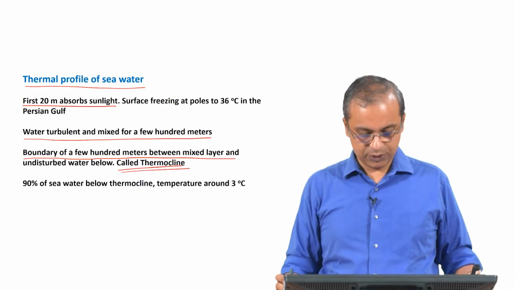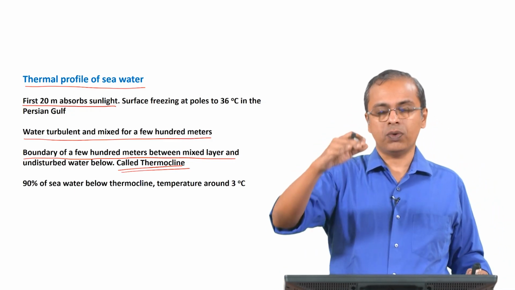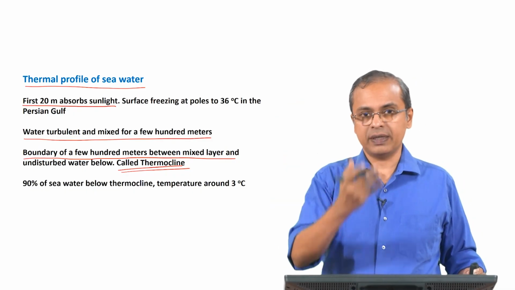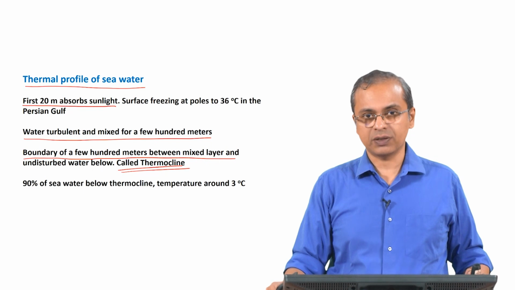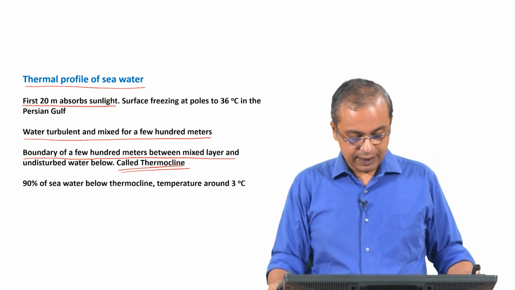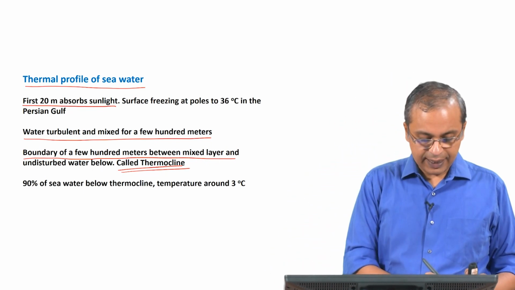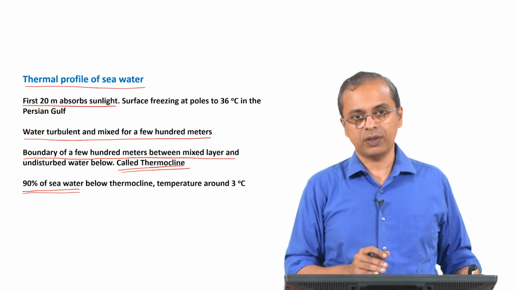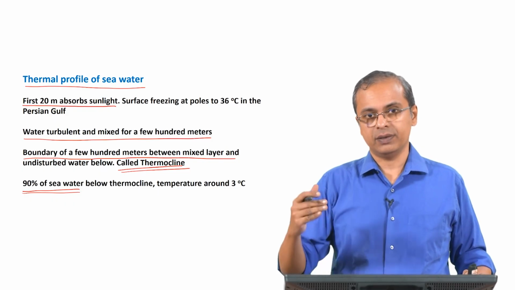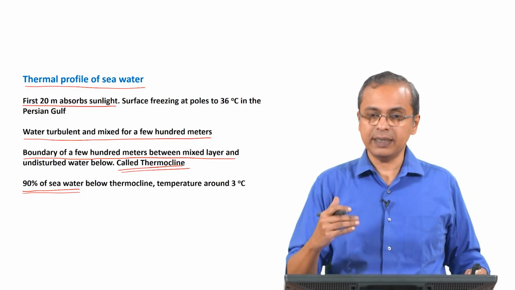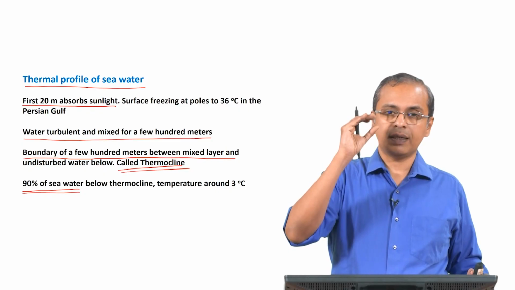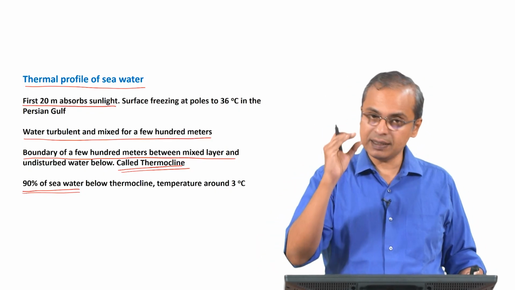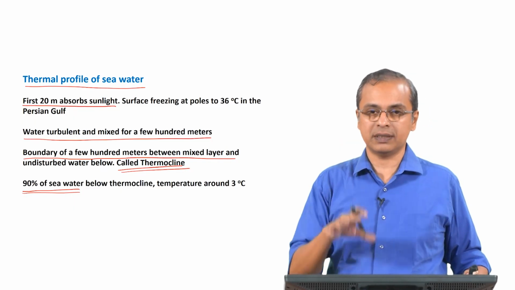Okay, so this boundary is called the thermocline, and below that you have water that is largely undisturbed, certainly not disturbed relative to whatever action is going on on top. So, it turns out that more than 90% of the sea water exists below this thermocline. The volume of water below the thermocline is significant. So, the surface water, which is disturbed and mixed up and has higher temperatures, is actually a very small fraction of the total water available in the sea.